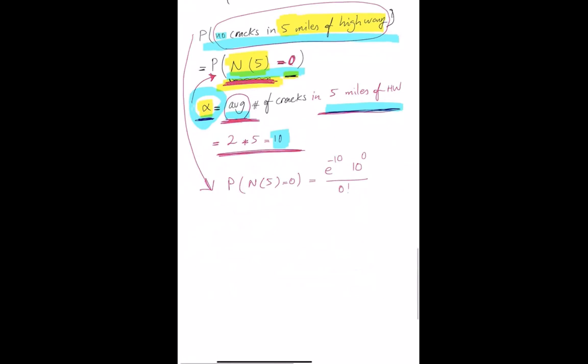Okay, now I want you to answer this question. Let's say this is part C of the same question. It's not there, I'm just making it up. So what is the probability of 1 crack in half a mile of highway? Can you answer this question for me? Can you tell me how to calculate? The alpha is 1.